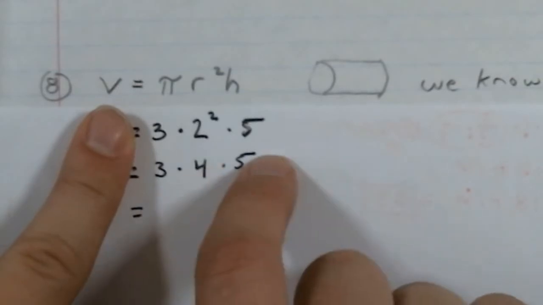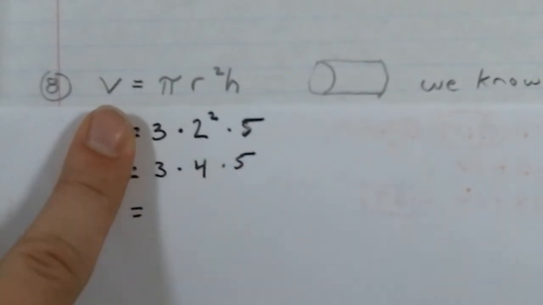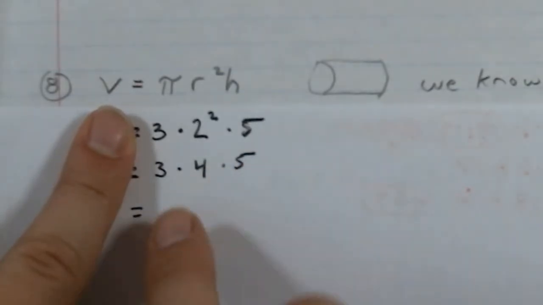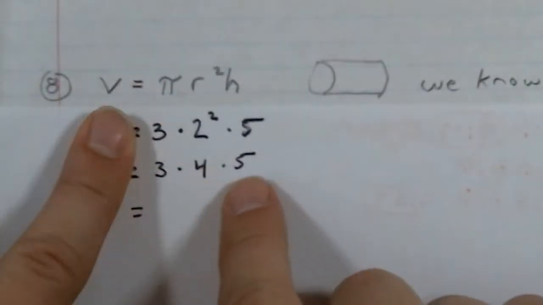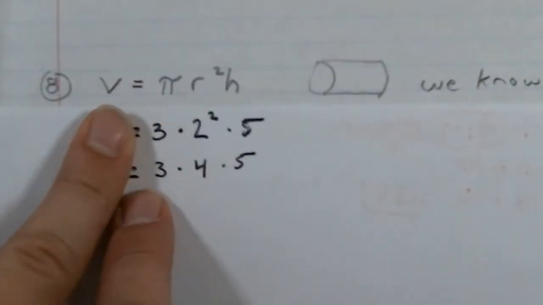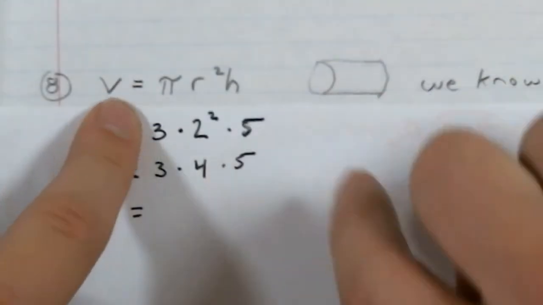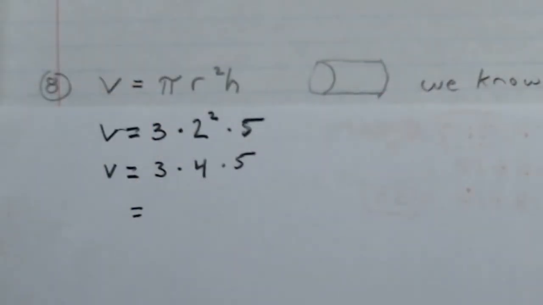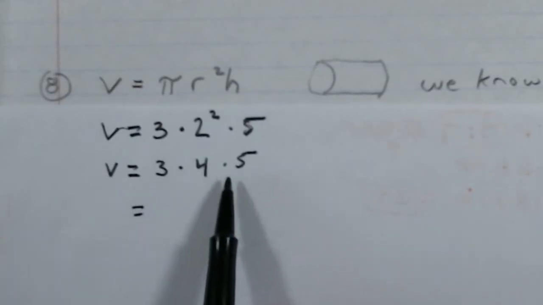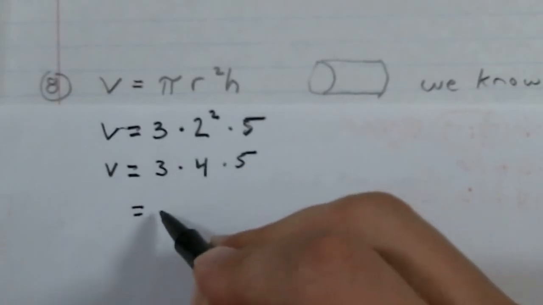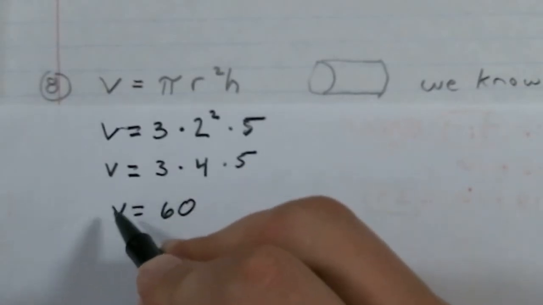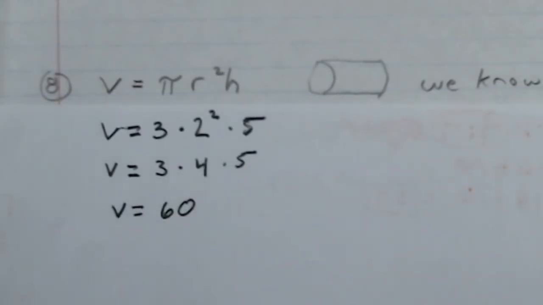Doesn't matter how you multiply this, really. You still get the same answer. That's a certain rule of math. If you have all multiplication, it doesn't matter what order you multiply in. So 3 times 4 is 12, times 5. So now you should have what? 12 times 5 is 60. So V is 60. There you go.